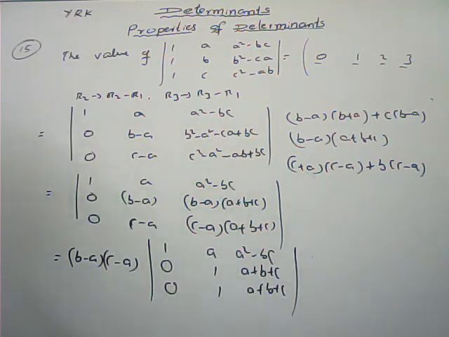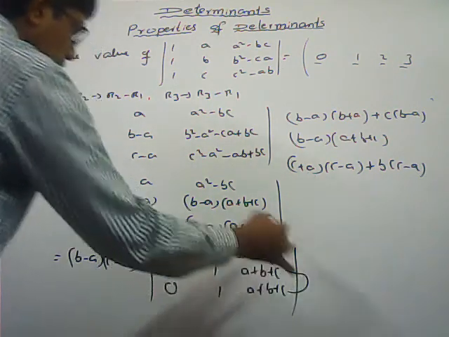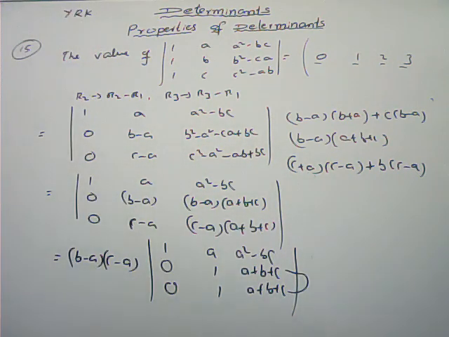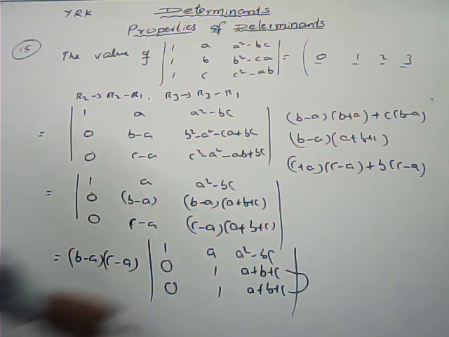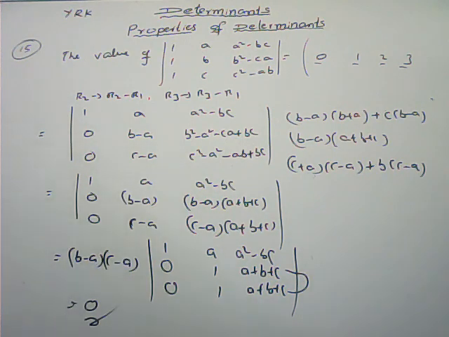By observing the second row and the third row, both are identical. In a determinant, if any two rows or any two columns are identical or proportional, the determinant equals 0. So 0 times anything is equal to 0. Thank you.